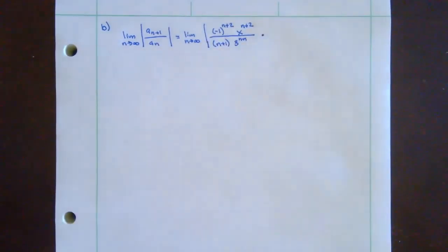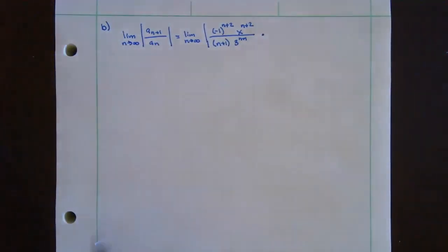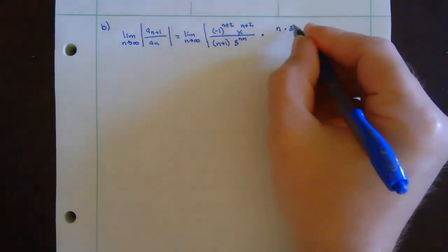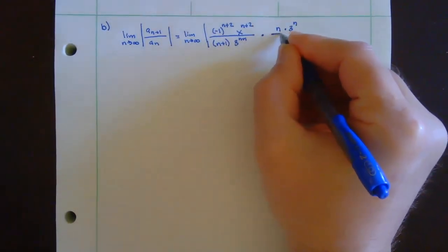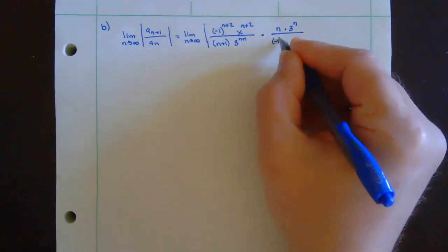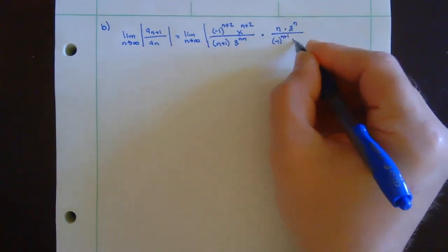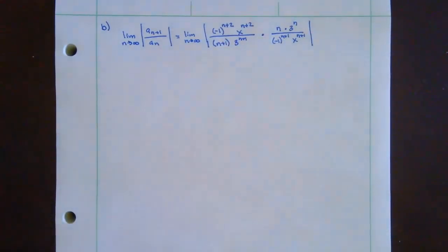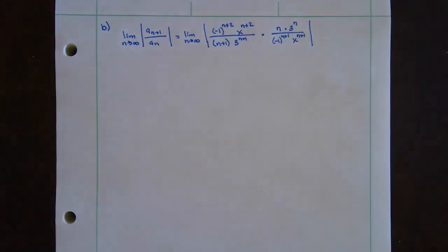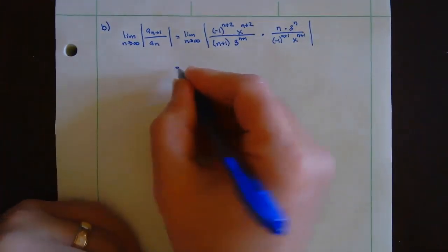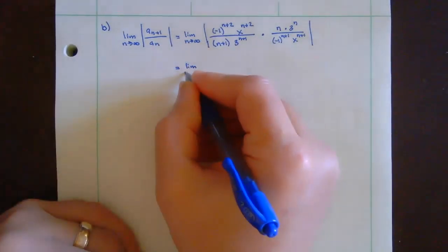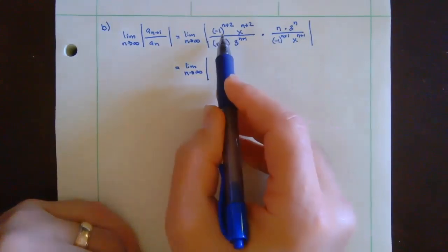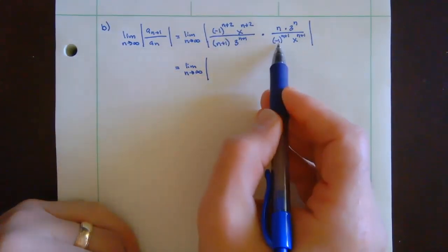So then we're going to multiply that by the reciprocal of the a sub n term, right? So it's going to be n times 3 to the n over negative 1 to the n plus 1 x to the n plus 1. Okay, it's just hard because you have a complex fraction. If we just go to this, it's going to make it a lot easier, okay? So this is going to be the limit as n goes to infinity of the absolute value of negative 1 to the n plus 2 over negative 1 to the n plus 1.